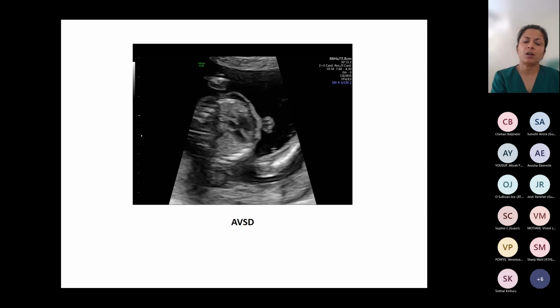This is an AVSD, which is atrioventricular septal defect. You can see a little gap here. Now, AVSD has a very good prognosis from a surgery point of view, but 90% of these babies would have Down syndrome. So when you diagnose AVSD, not so good, because there is a very high chance that the baby has Down syndrome. But if you do an amniocentesis and the result is normal, then very good prognosis.